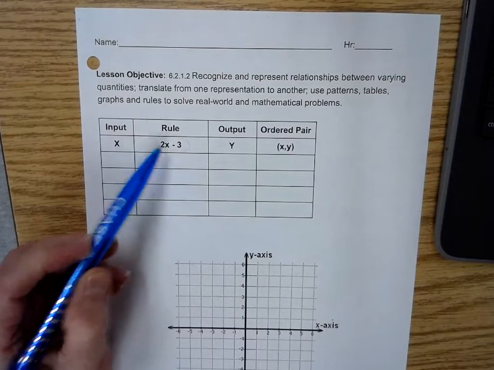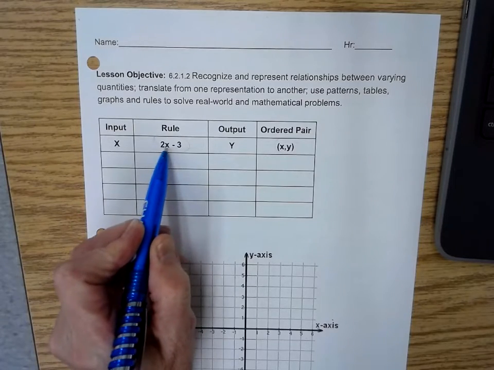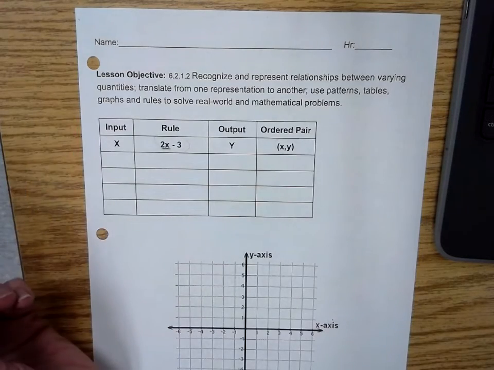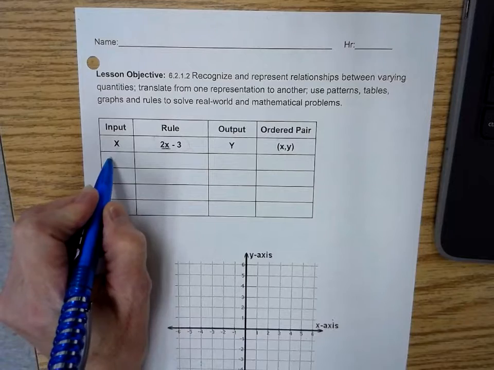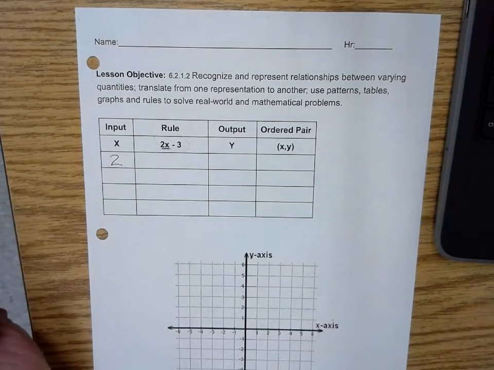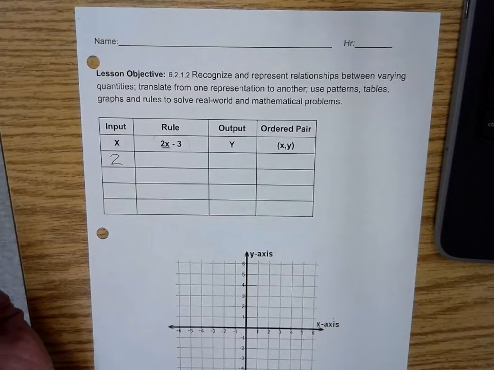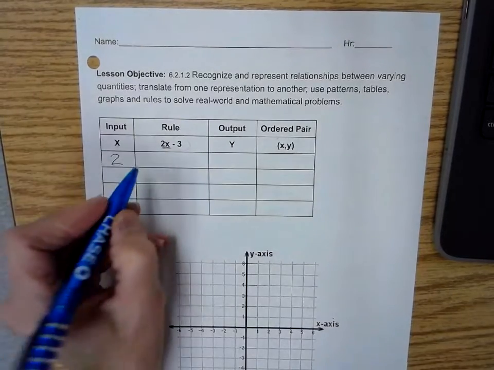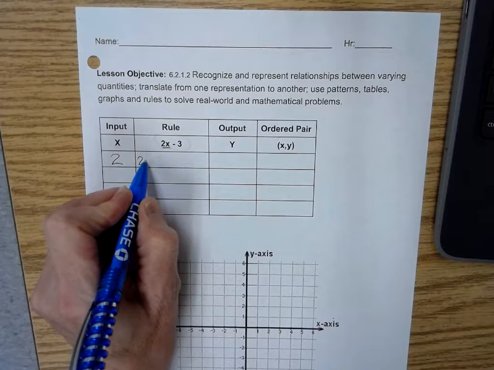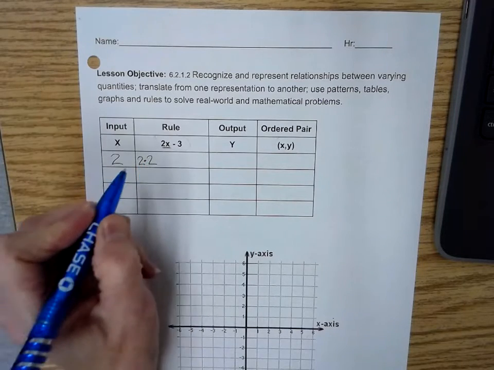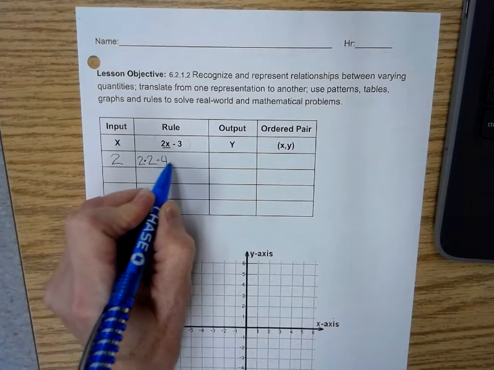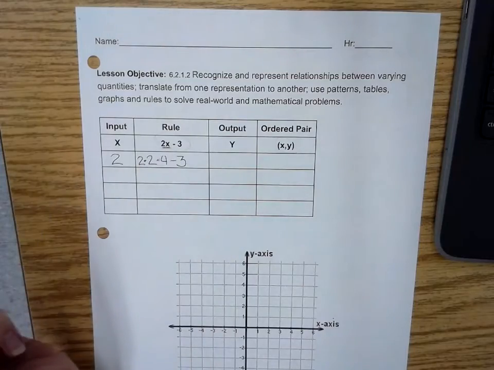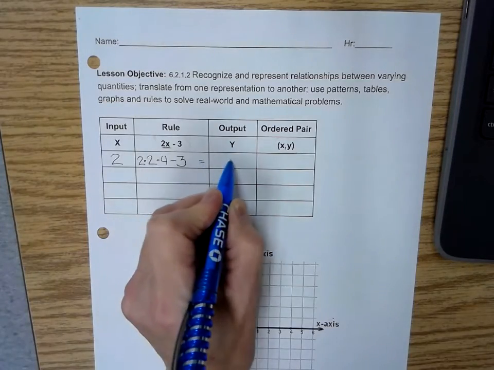And so I'm going to do 2 times 2. I'm going to pick 2 because this 2 and this x next to each other means times, right? So I'm going to pick the number 2 for my x. And I'm going to put 2 where the x is. Now, once again, I said this means times. So I'm going to do 2 times 2. That equals 4. And then I subtract 3. And my answer equals y.